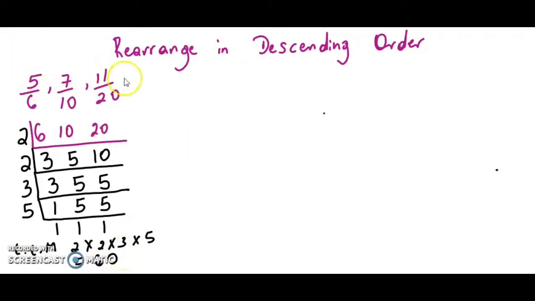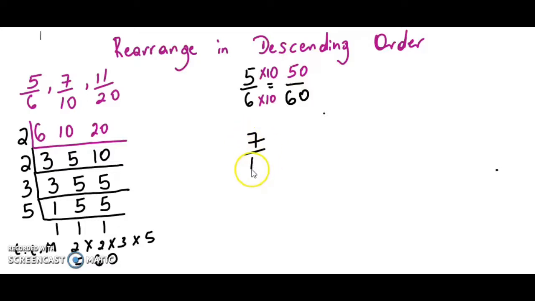What we're going to do is rewrite these fractions as equivalent fractions. So here I have 5 over 6 is equal to a number over 60. What did we multiply 6 by in order to get 60? That's my question. It is 6 times 10, 60. So I'm going to multiply my numerator by the same number. 5 times 10, 50.